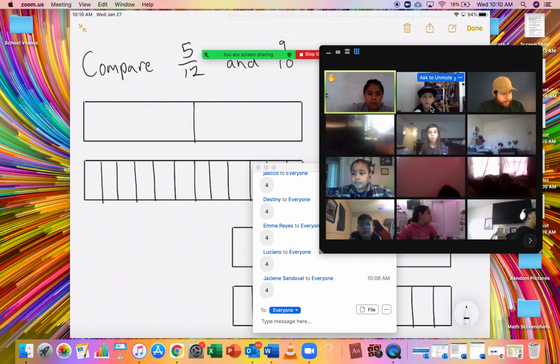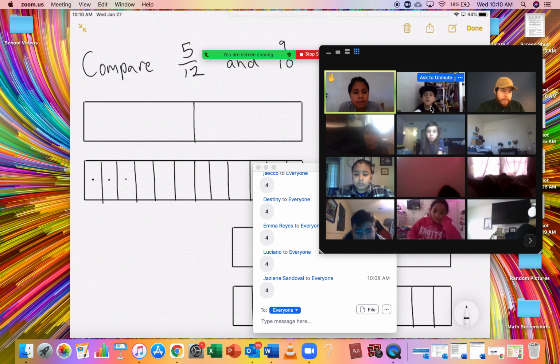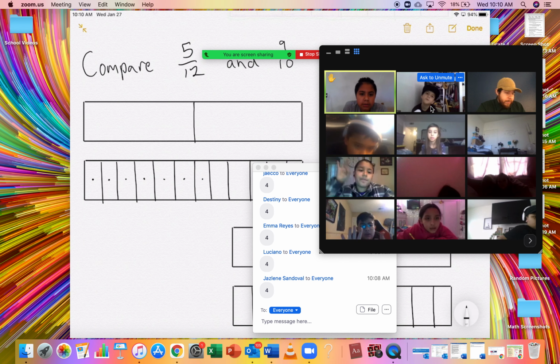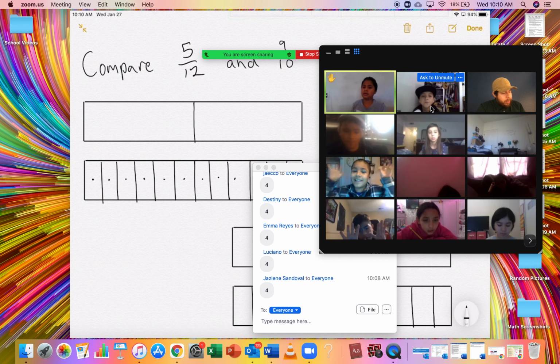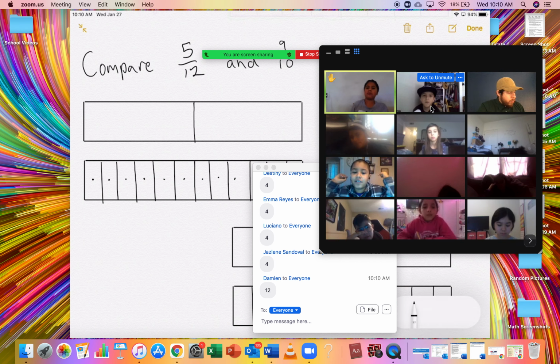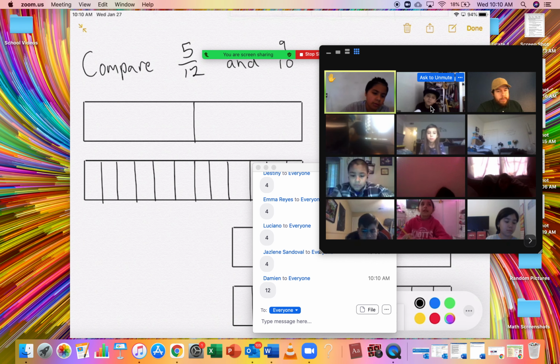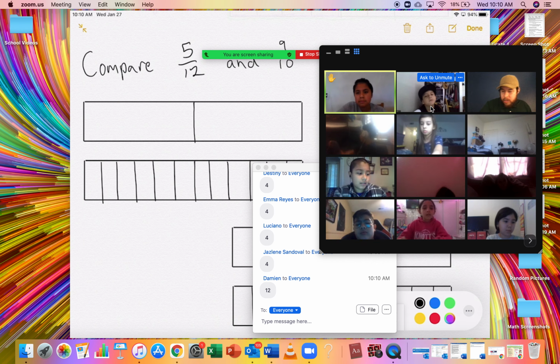Real simple. We got 1, 2, 3. I want to see everybody counting. 4, 5, 6, 7, 8, 9, 10, 11, and 12. So we have 12 there, which means which fraction is that probably referring to? If we have 12 total, it's probably referring to what fraction? 5/12. So thank you, Victor.